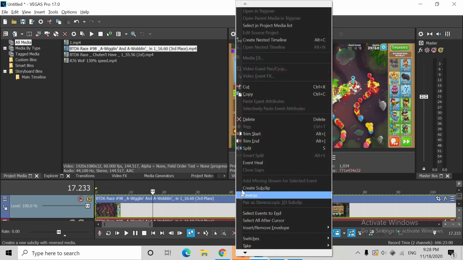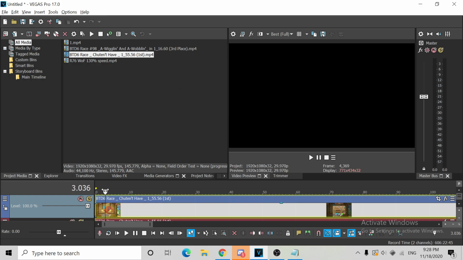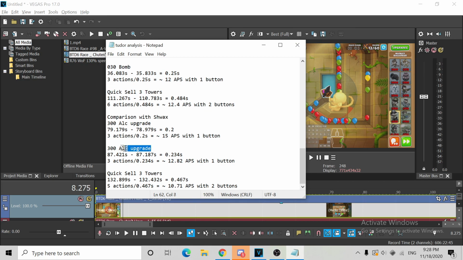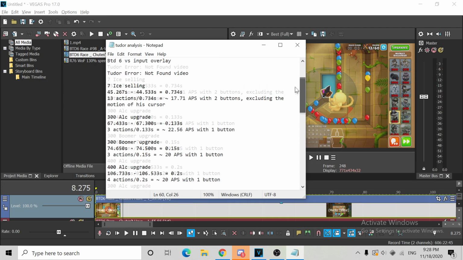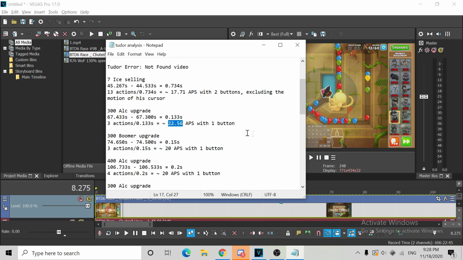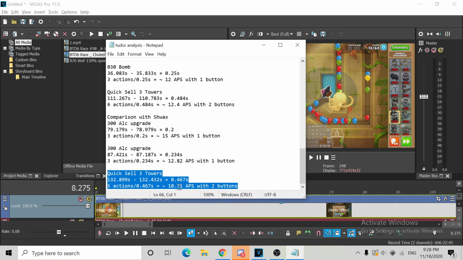And I repeated the same process with Shoax. There you go. So 300 Elk upgrade right here. He got about 15 APS. And Tudor, who did the same upgrade, got about 22.56. So Tudor is significantly faster. And Shoax's quick sell was slightly slower at 10.71 APS.